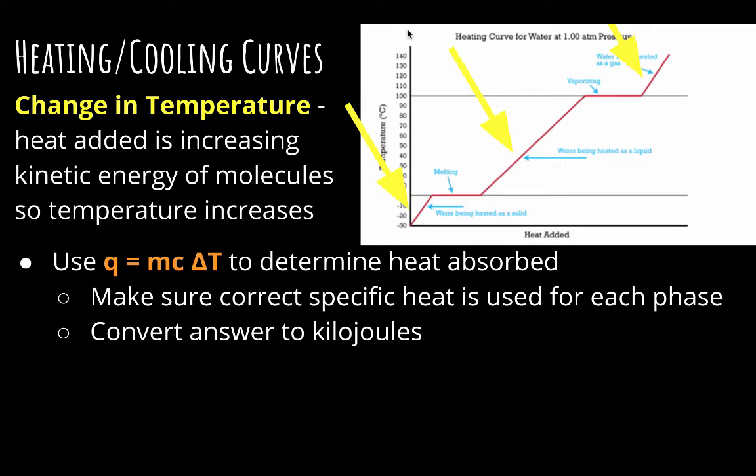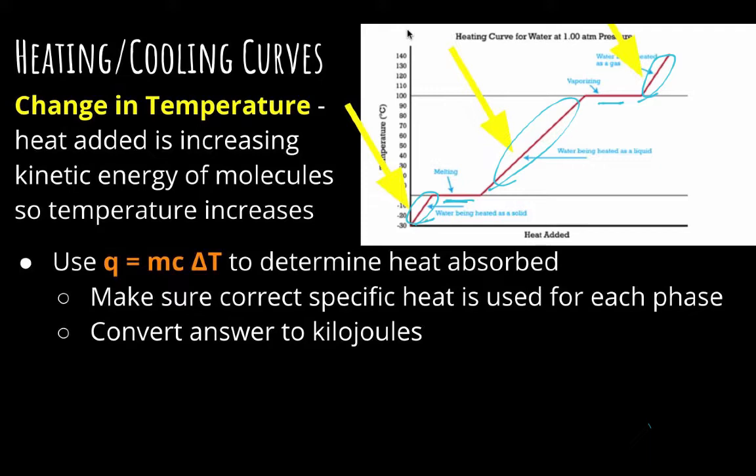When you're looking at the heating cooling curve, and in this particular instance we're looking at a heating curve, there's two different parts of the graph. You're going to see one part of the graph, like we talked about before, where the temperature is increasing. That's where you have the slanted lines. And then the other part of the graph is when the temperature is not increasing. Those are the flat lines. So when you're doing calculations for heating curves, the process that you use is going to be different depending on which part of the graph you are looking at.